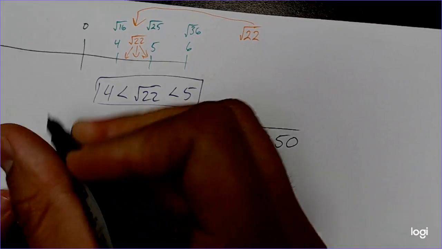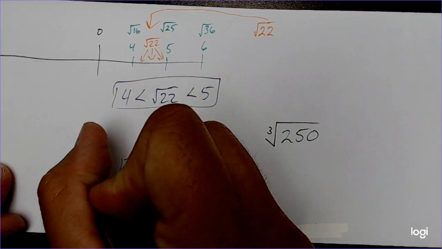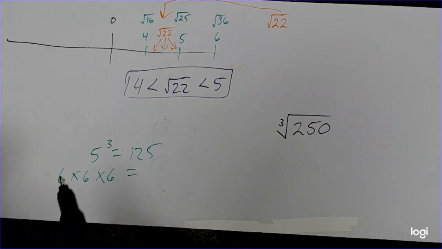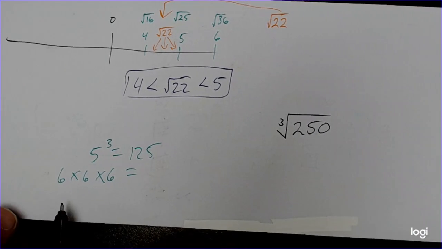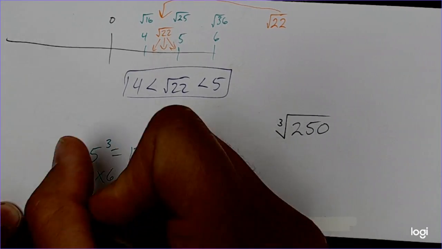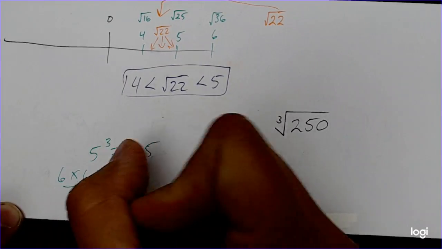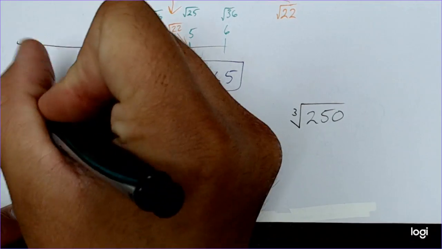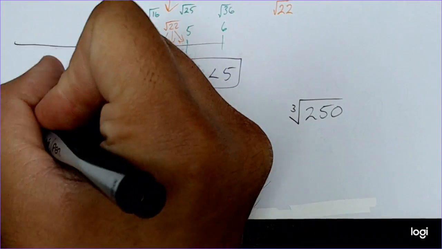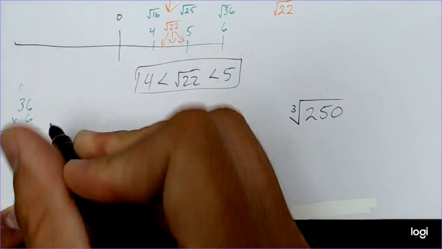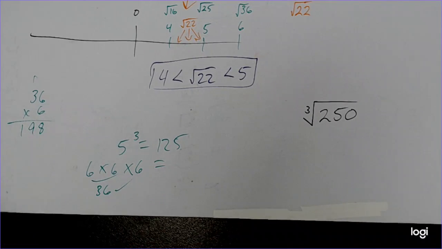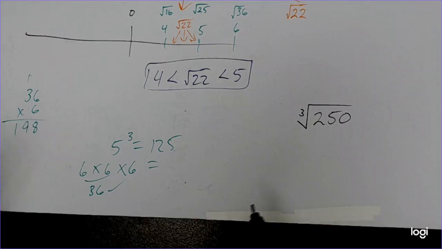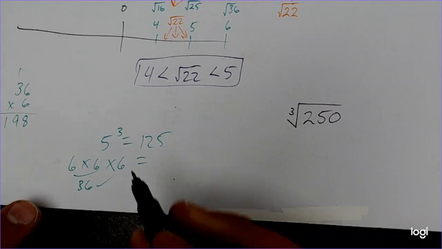So let's try 6 times 6 times 6, or 6 cubed. And this is what I'll have to do for these bigger ones that I haven't memorized. I'll just have to actually multiply them. So I know 6 times 6 is 36, and then 36 times 6, I've got to write that one out. See here, that's 18, carry the 1, 18, 198. Wow, I'm still not close. That is lower than 250, but I guess I should try 7 now and see if that's higher.